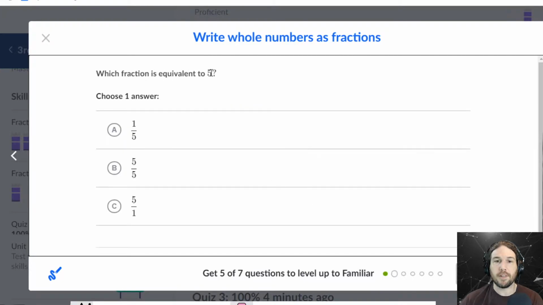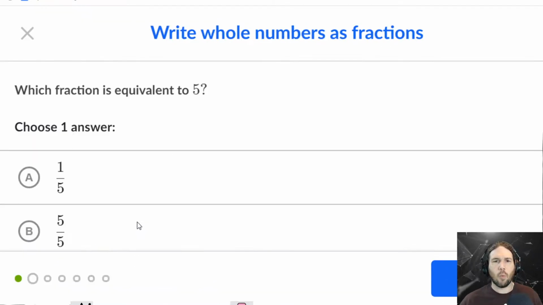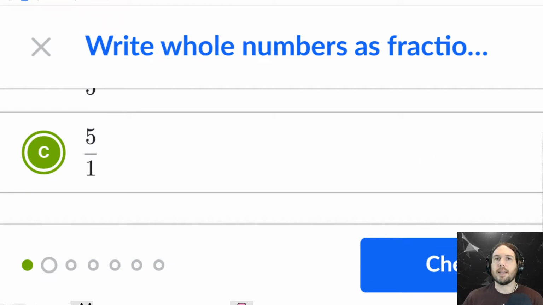Which fraction is equivalent to 5? Well, that would be 5/1, right? If I have 5 things and each one is 1, that's 5/1. And that's actually, I'm going to zoom way in on this, 5/1, because this is another big thing that a lot of folks don't realize.